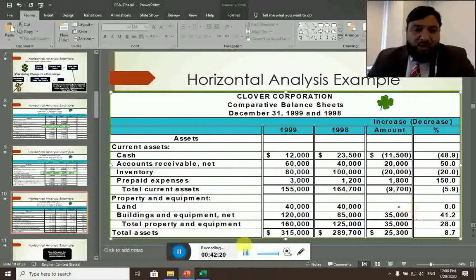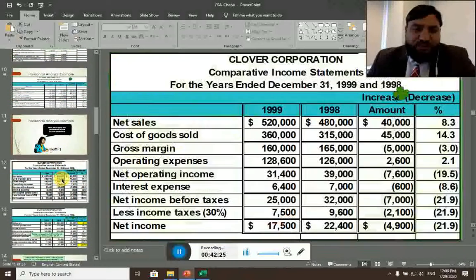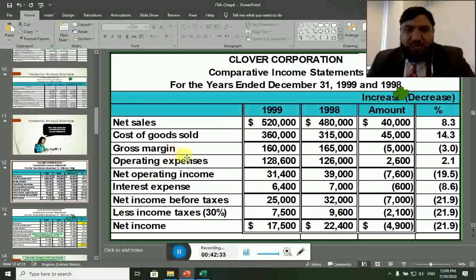So now we have an example here. This is the example, right? This is for the income statement. We have sales, cost of goods sold, gross margin, operating expense, net operating expense. We have interest, net income, and all that. 2 years, base year is 98 and 99 is the current year.